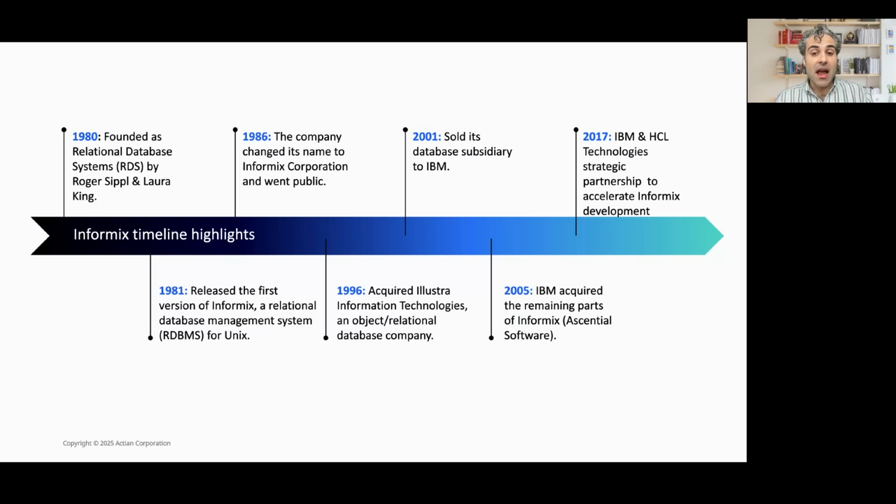In 2017, IBM and HCL Technologies entered a strategic partnership to accelerate Informix development. So Actian is the database subsidiary of HCL Software, which is why HCL Informix is owned and operated by IBM. So all of the recent versions of Informix, so 14.10 and 15, were released within the IBM and HCL partnership.